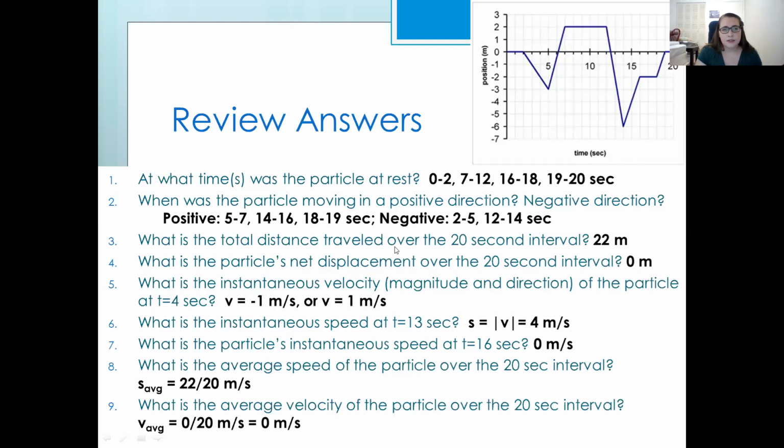So let's keep going on these questions then. Number 4, what is the particle's net displacement over the 20-second interval? So remember, displacement is only interested in where we start and where we end up. So we're starting at a position of 0, we're ending at a position of 0. Our total displacement, or our net displacement, is 0 meters, because we ended up exactly the same place where we started.